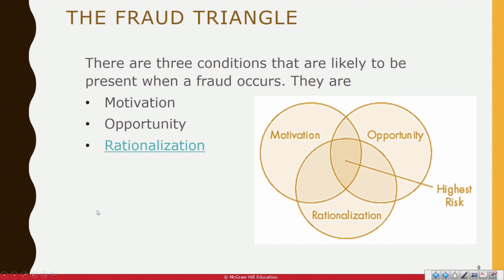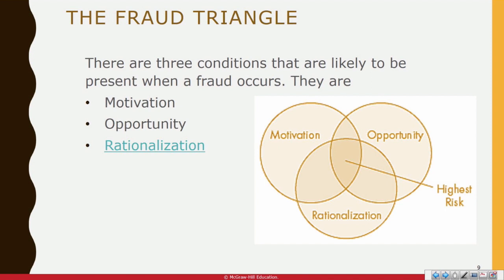So, the fraud triangle. How many of you have heard of the fraud triangle? The fraud triangle is a well-established framework used to assess the risk of fraud. Basically, it says there are three conditions: motivation, opportunity, and rationalization. When those three things intersect, that creates the highest risk that fraud is occurring or can occur.